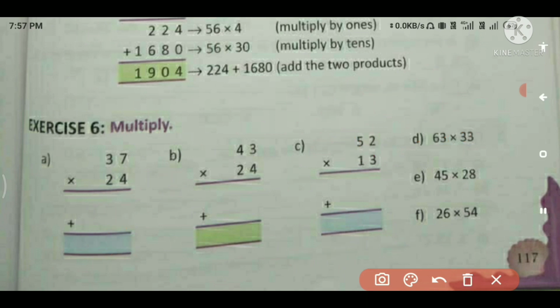So this B, C, D, E and F, the rest of it you have to do in your classwork copy. Okay, is it clear? So this one you will do in your classwork copy. Okay.